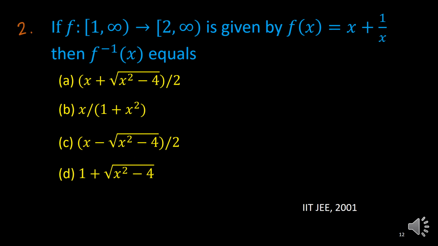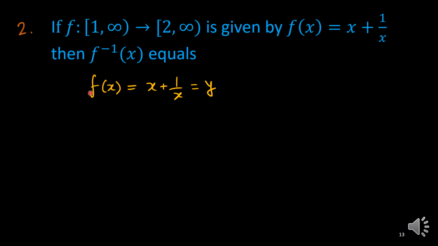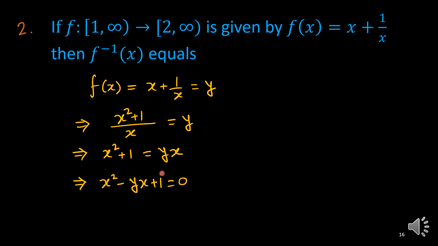So this is our function, f of x equals x plus 1 upon x. I'll assign this thing as y. Then as I said, we need to express x in terms of y. So how to do that? I'll simplify this one. This is x square plus 1 upon x equals y. Then this one will be simply yx. Then all the things we will get on the left hand side: x square minus yx plus 1 equals 0. And this is one quadratic equation that we can solve for x, considering y as a constant.